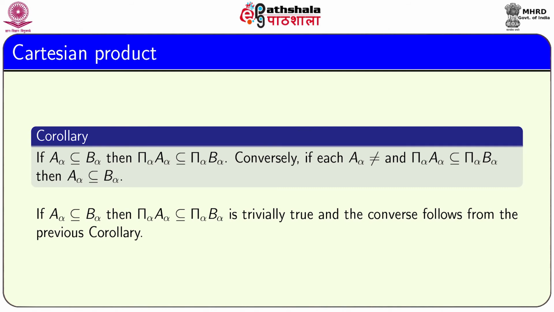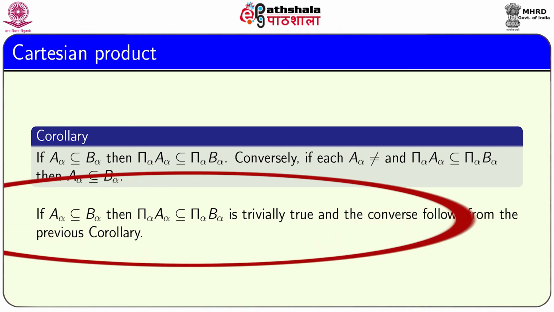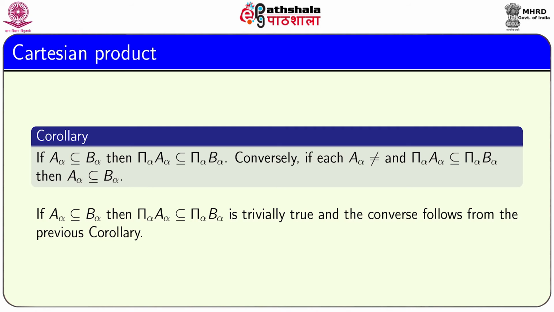In the next corollary, if A alpha is contained in B alpha, then the product A alpha will be contained in product B alpha. Conversely, if each A alpha is non-empty and the product of A alpha is contained in product of B alpha, then A alpha should be contained in B alpha. Now, if A alpha is contained in B alpha, then it is trivially true that the product A alpha will be contained in product B alpha. And for the converse, we can rely on the previous corollary.